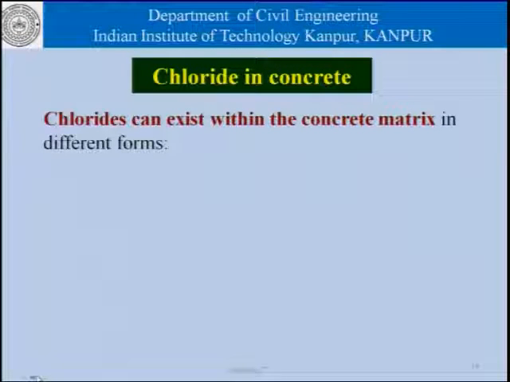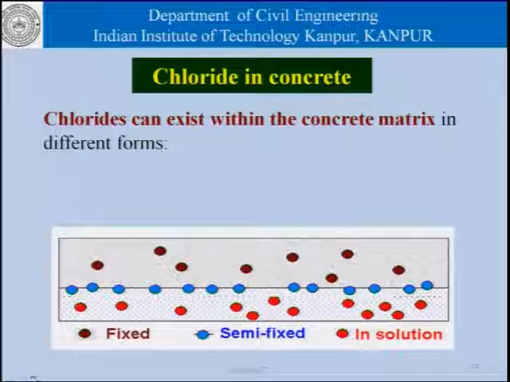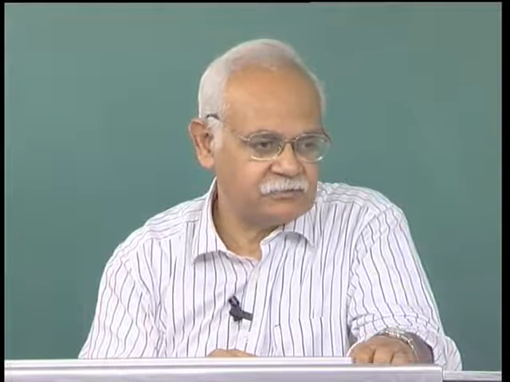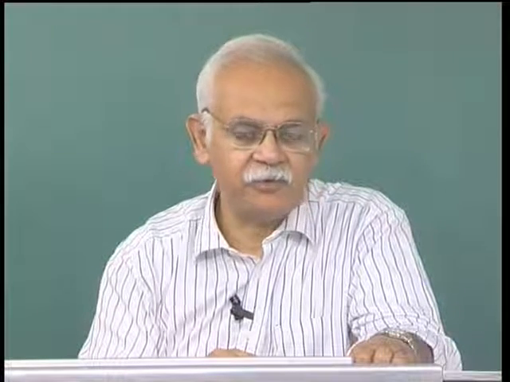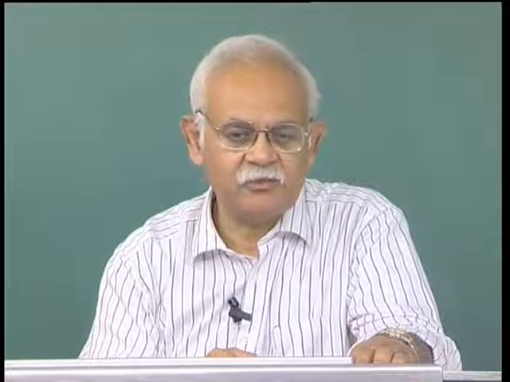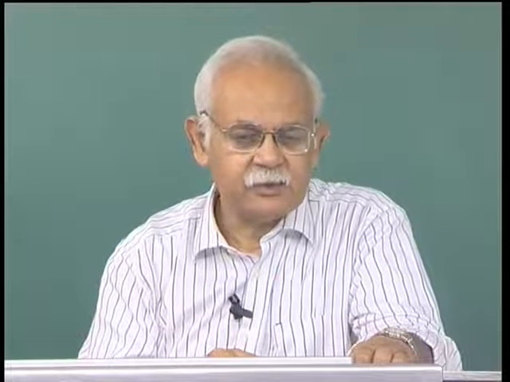As far as the concrete is concerned, now let us try to look at the different states in which the chlorides can exist within the concrete. One is fixed within the hydration products of the cement. This is very likely to happen in cases when chlorides are present as part of the constituent materials. At that time, the hydration products are only being formed, and if there are chlorides, those hydration products will be formed along with the chlorides. In other words, the chlorides will become a part of the hydration products.